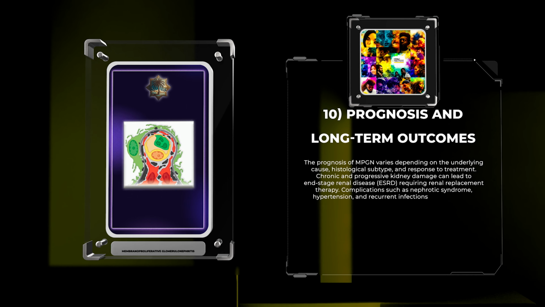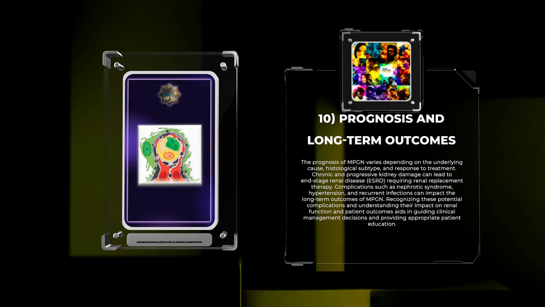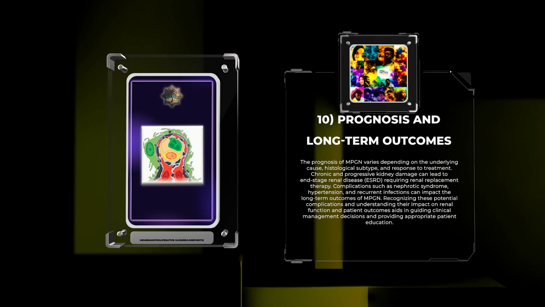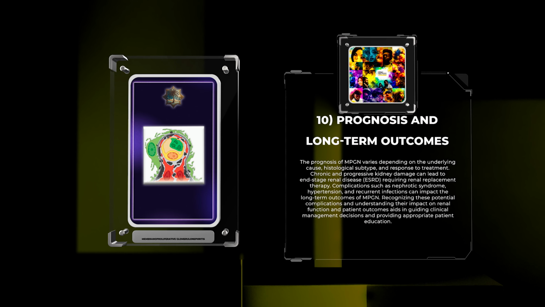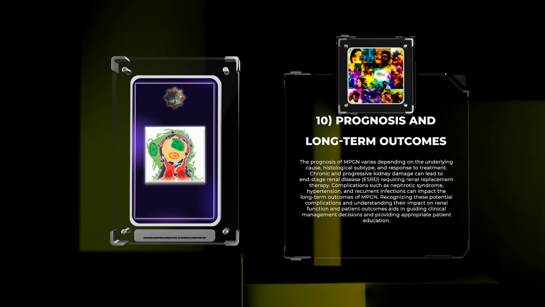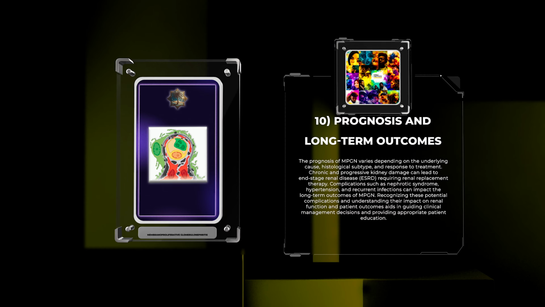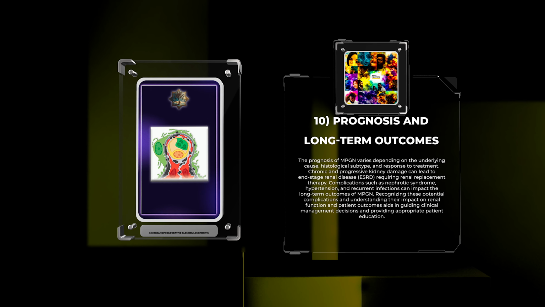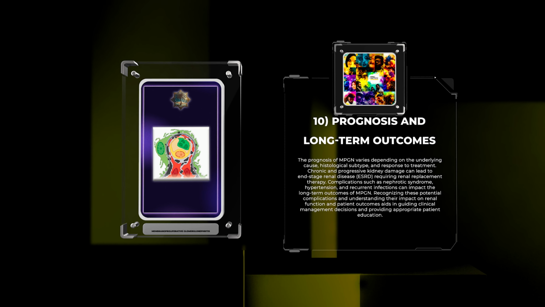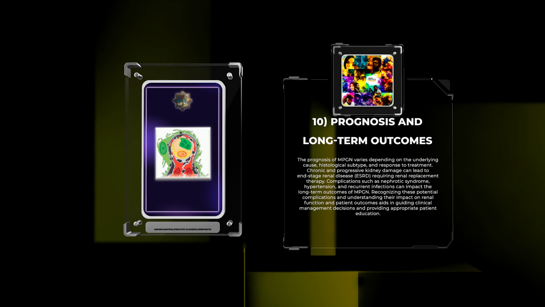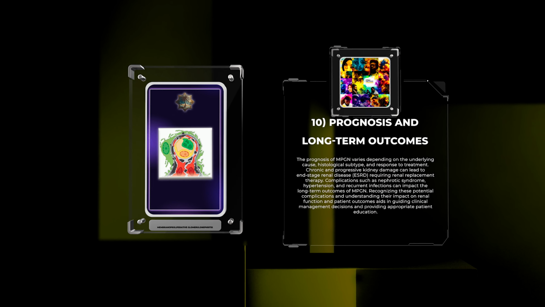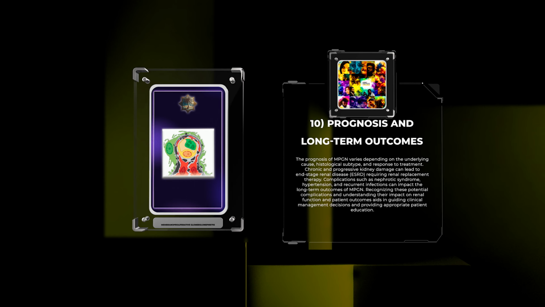The prognosis of MPGN varies depending on the underlying cause, histological subtype, and response to treatment. Chronic and progressive kidney damage can lead to end-stage renal disease, ESRD, requiring renal replacement therapy. Complications such as nephrotic syndrome, hypertension, and recurrent infections can impact the long-term outcomes of MPGN. Recognizing these potential complications and understanding their impact on renal function and patient outcomes aids in guiding clinical management decisions and providing appropriate patient education.